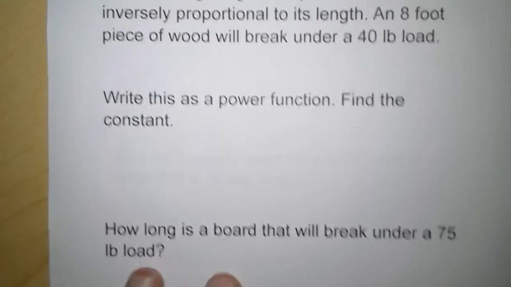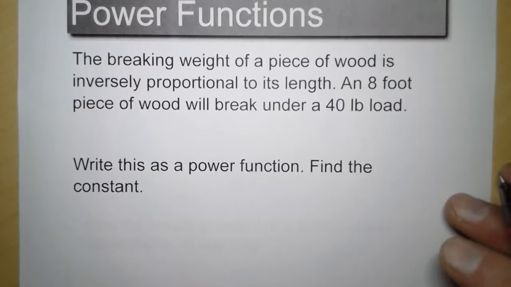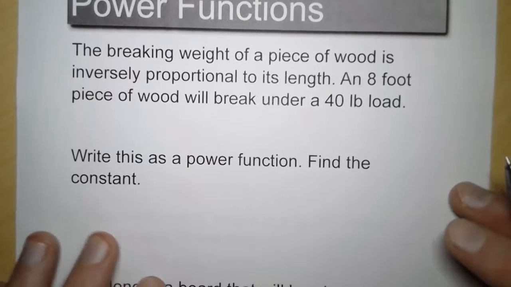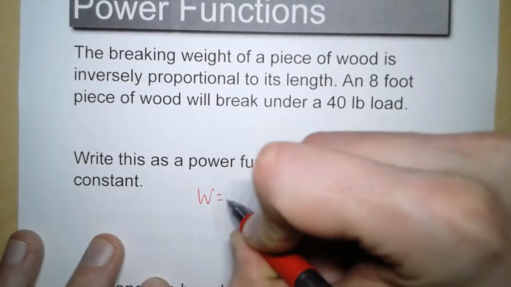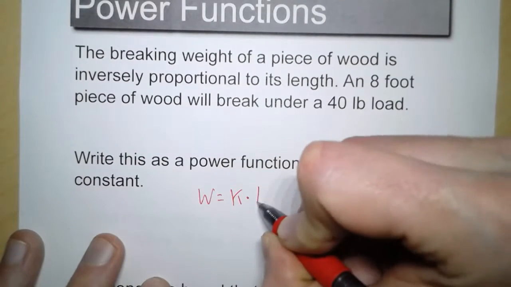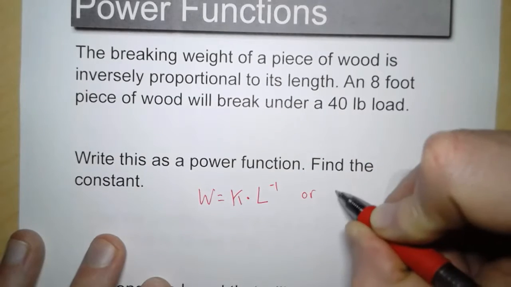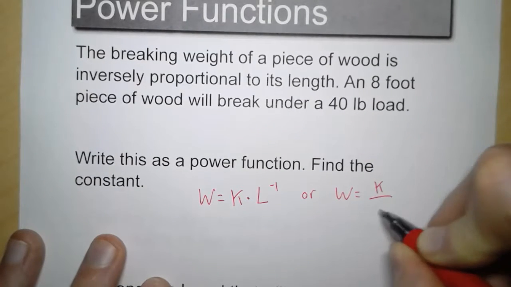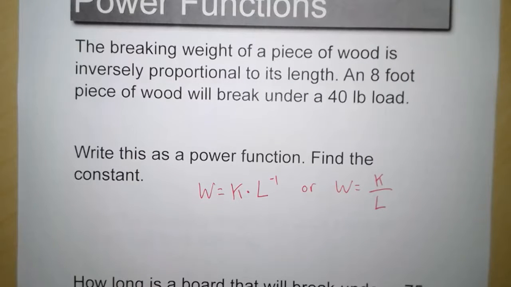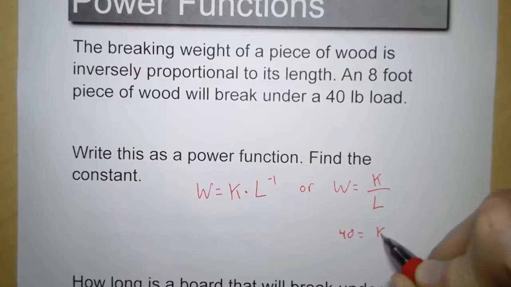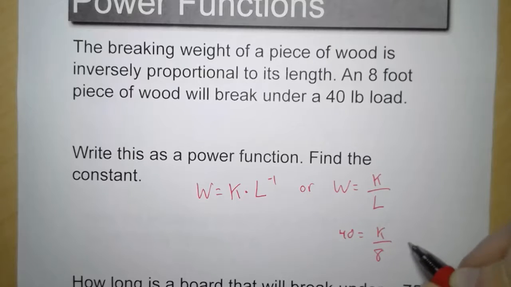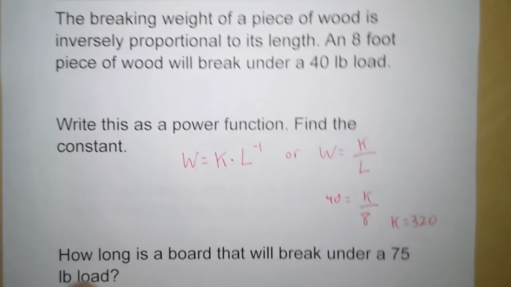Now this one, we're talking about the breaking weight of a piece of wood, and we're relating it to its length, and we say that it's inversely proportional. So that means it's going to be written as K times L to the -1, or W equals K divided by L. So to find K, we plug in the length, which is 8, and the breaking weight, which is 40. So 40 in for W, and 8 in for L. And so when we multiply the 8 over, we get 320. So that is our constant.